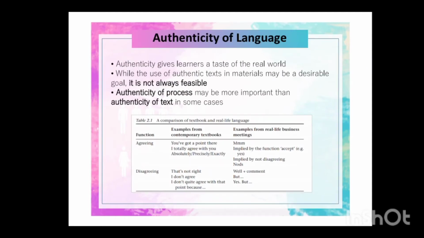Let's go to the first issue, which is authenticity of the language. Authenticity gives learners a taste of the real world. So when the writer can provide authentic materials, then the writers can train the students with the real situation. So the students get the input about how the language is used in a real environment, not only in the textbook, not only in the design setting, but in the real world.